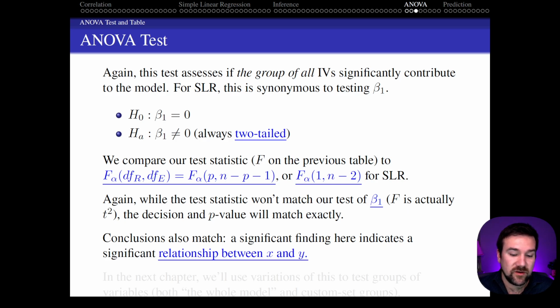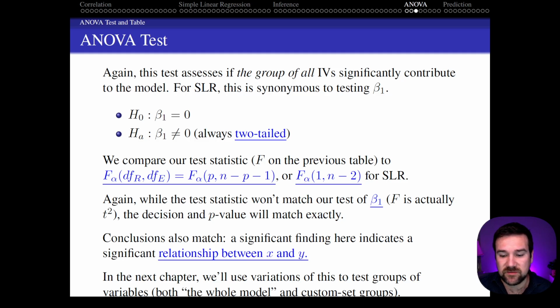It's worth mentioning the conclusions also match. That is, if you find a significant finding here, you're going to find a significant slope. And if you don't find a significant finding here, you're not going to find a significant slope. It is worth mentioning, though, and I do mention it in the second bullet point above, that the test is always going to be a two-tailed test when done for the Anova table using the F statistic.